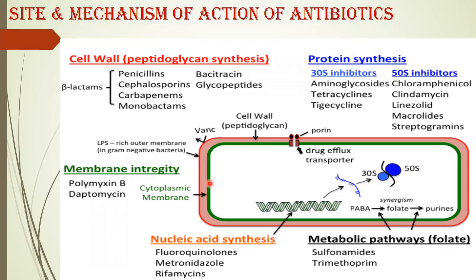Okay? But this kind of cell wall or outer covering, you see, is not available in the case of the human cell. This is the difference between a bacterial cell and a human cell. Also, a bacterial cell is prokaryotic, a human cell is eukaryotic.